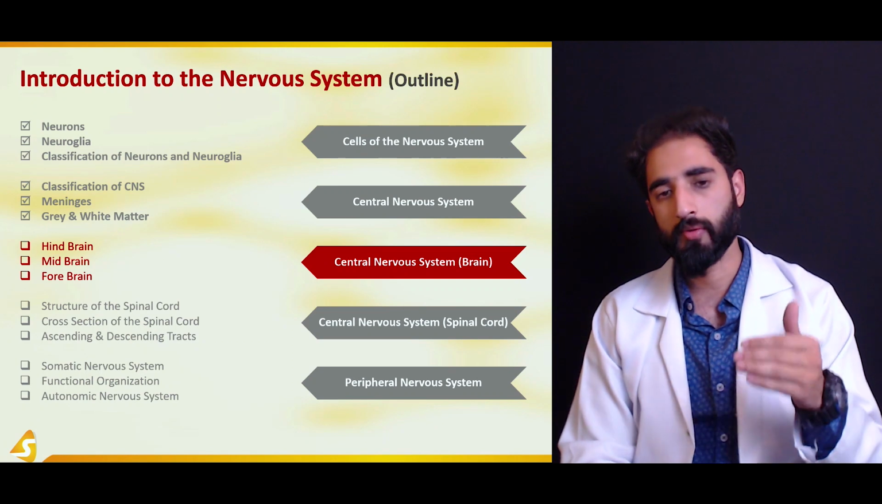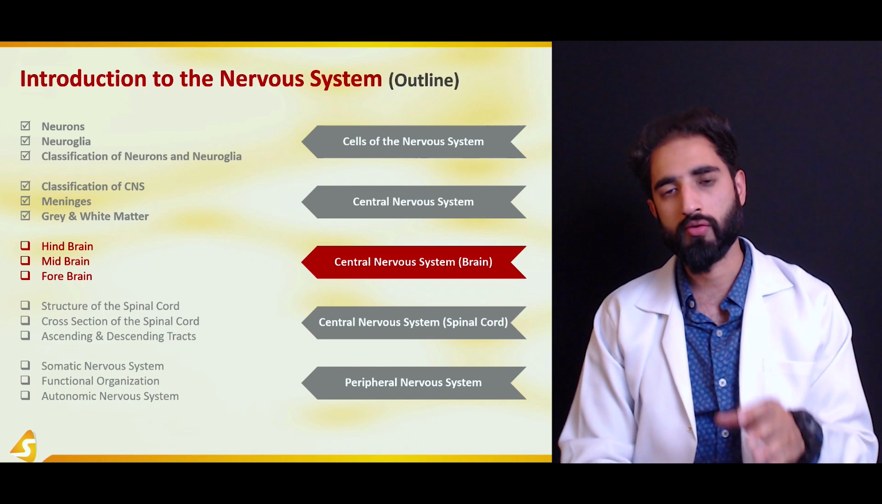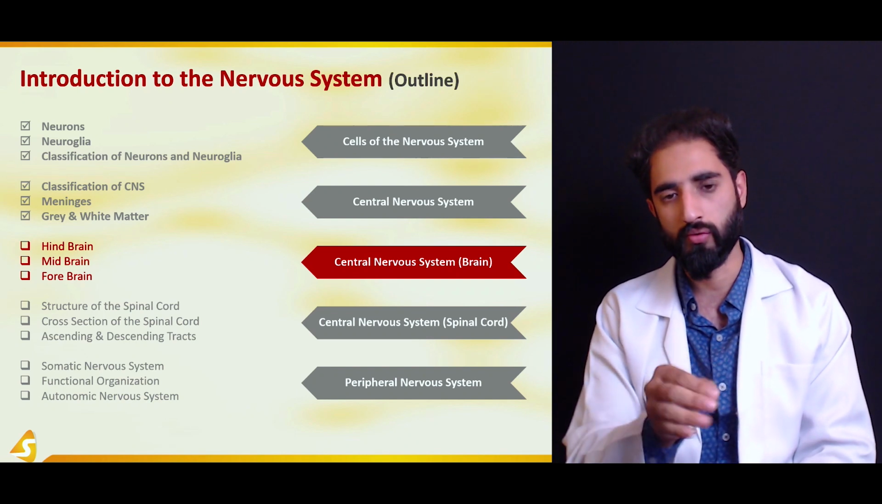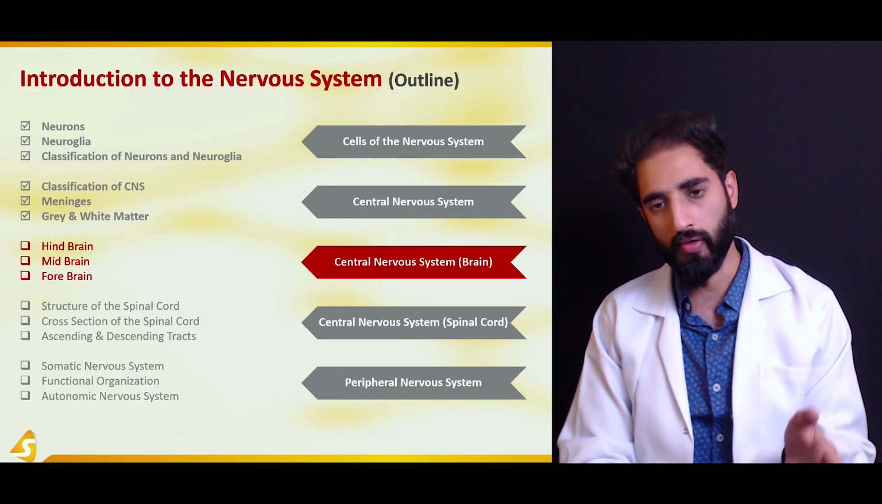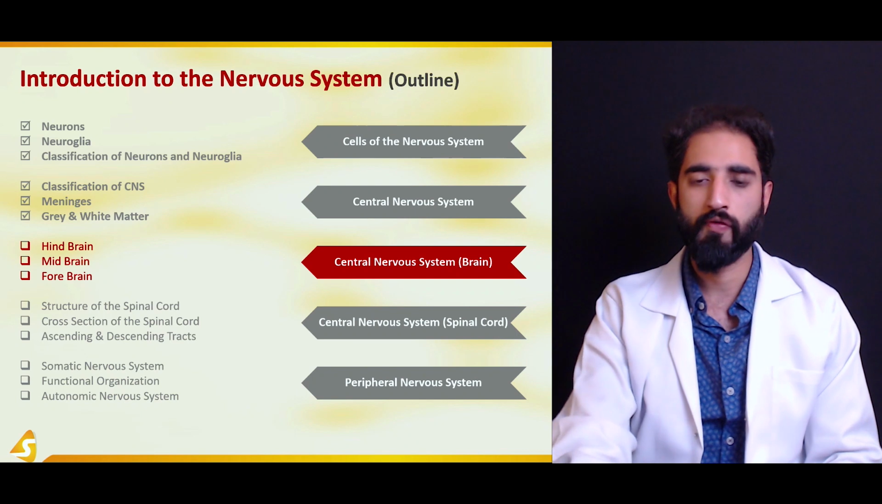So, in the previous lecture, we overviewed the central nervous system a little bit, and we also talked a little bit about the brain. But in this specific part, we are going to look into a slight detail of the different divisions of the brain, which is the hindbrain, midbrain, and forebrain.